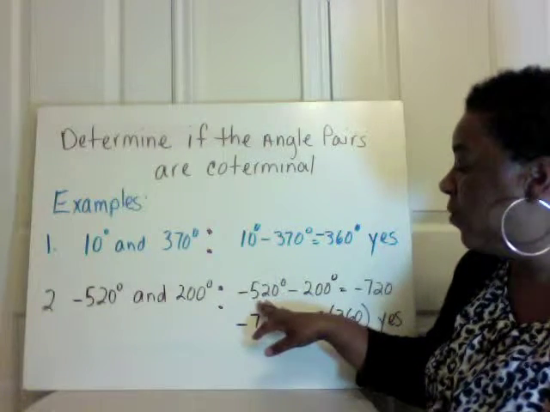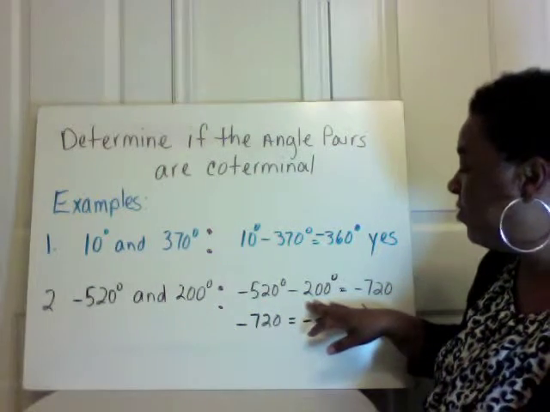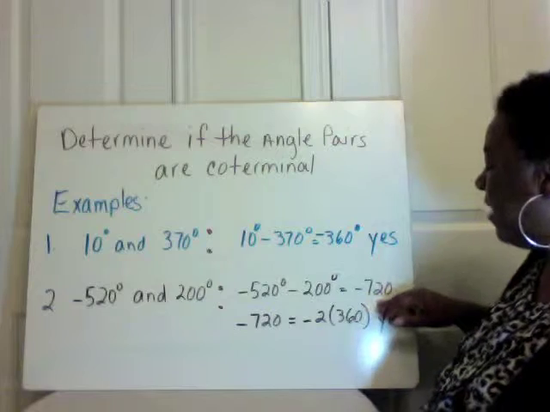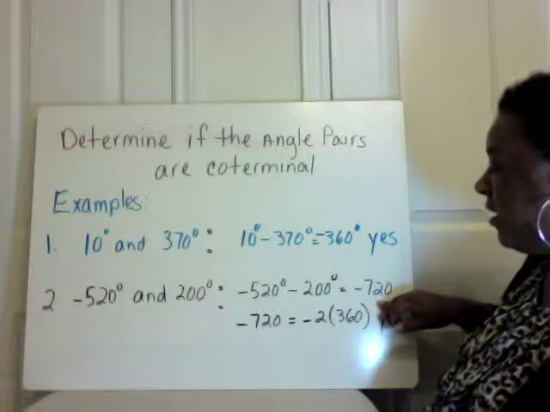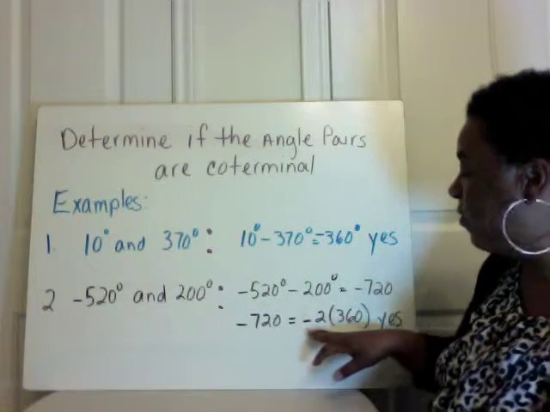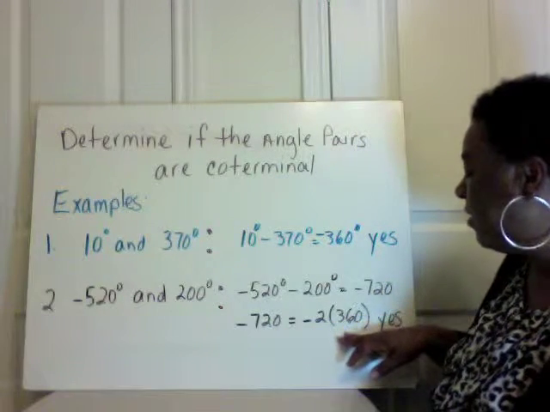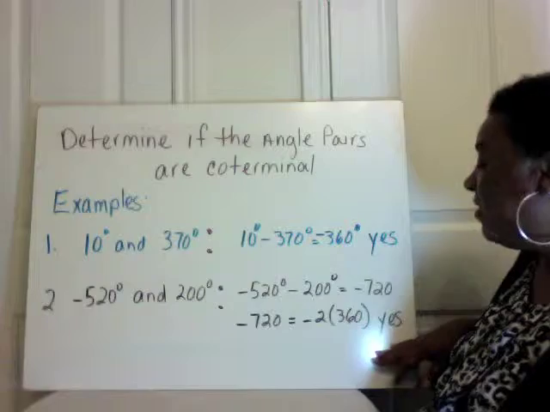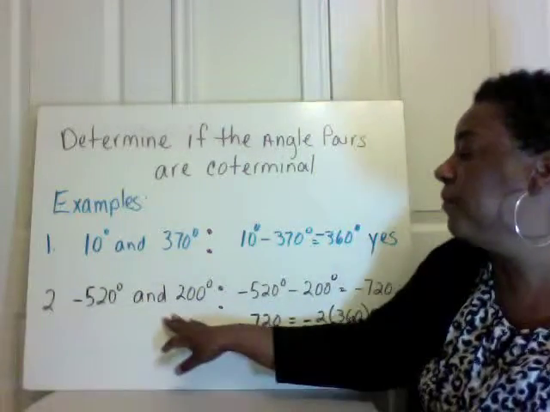In this next example, I have an angle of measure negative 520 degrees and 200 degrees. Negative 520 degrees minus 200 degrees equals negative 720 degrees. Negative 720 degrees equals negative 2 times 360. So these angles are coterminal.